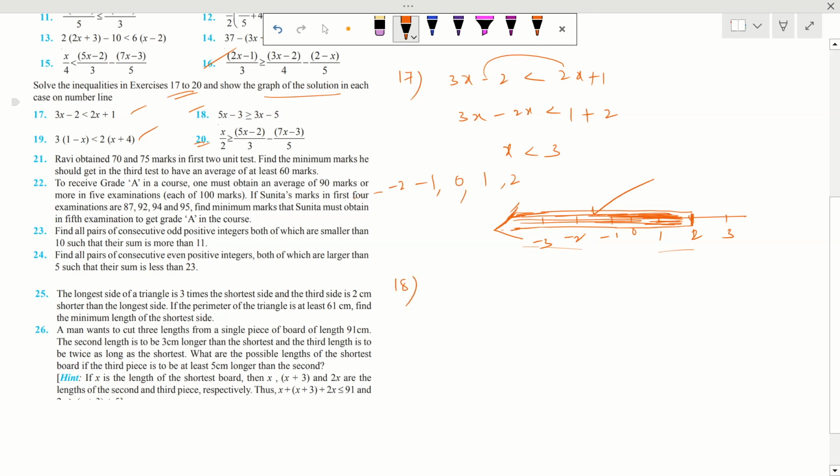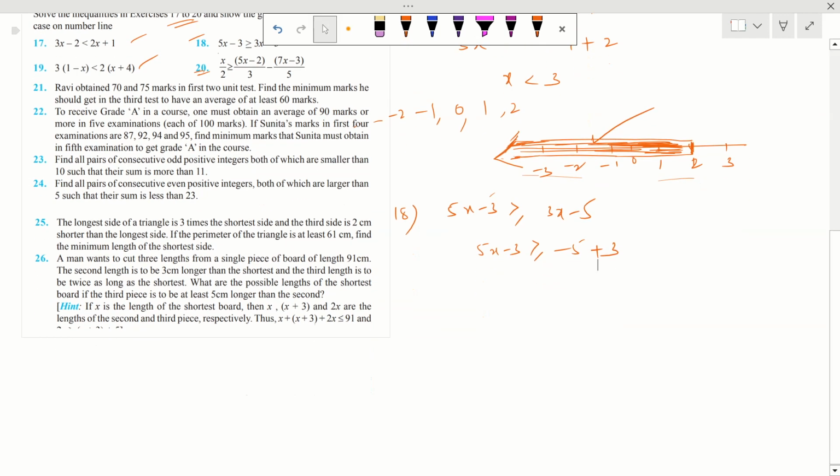Now come to the 18th one. The problem is given: 5x minus 3 is greater than or equal to 3x minus 5. Writing the x terms on one side, 5x minus 3x greater than or equal to minus 5 plus 3. 5x minus 3x is 2x, so 2x is greater than or equal to minus 2. So x is greater than or equal to minus 1 will be the solution, minus 1 will be the solution.